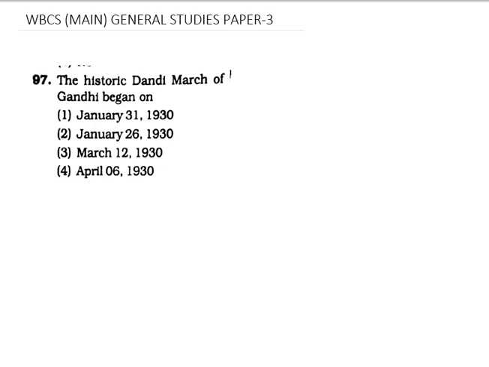Hello, today we are going to answer one question from WBCS Mains General Studies Paper 3. So let's see what is in this question. The historic Dandi March of Gandhi began on January 31st, 1930, or 26th, 1930, or March 12th, 1930, or April 6th, 1930. We need to find that.